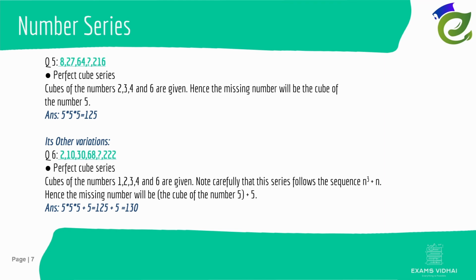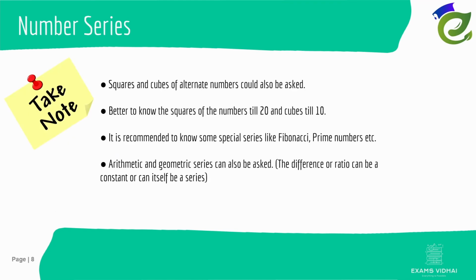Next is 4 cube plus 4, that is 64 plus 4 equal to 68. You have to remember these cube numbers so as to answer this. Next we will have 5 cube plus 5, that is 5 into 5 into 5 equal to 125 plus 5 equal to 130. Okay, let's take some notes.